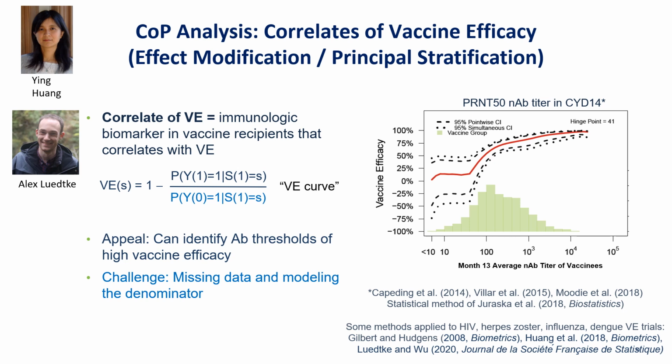Now, the challenge with this analysis is that the denominator is the risk of dengue in placebo recipients conditional on what their immune response to vaccine would have been had they gotten vaccine. And this is a counterfactual, so we have to fill it in somehow. And so in practice, we need a baseline variable that is a good predictor of the month 13 NAb titer.